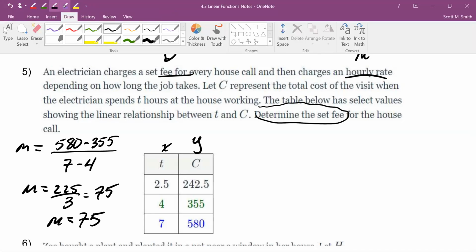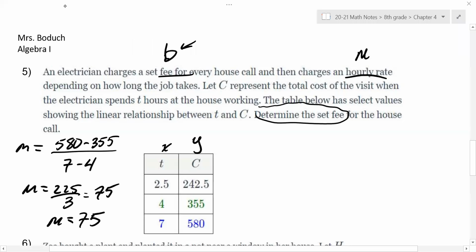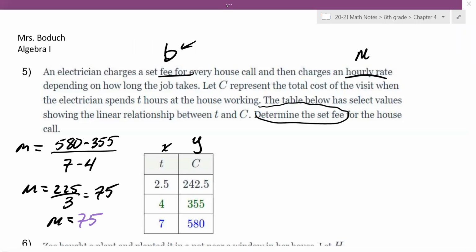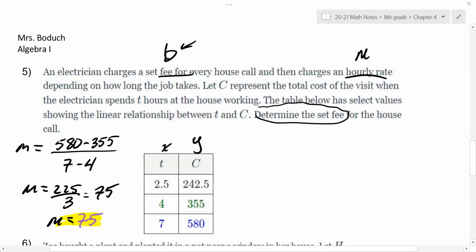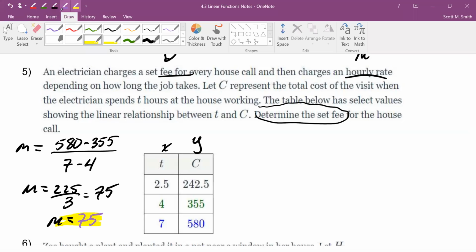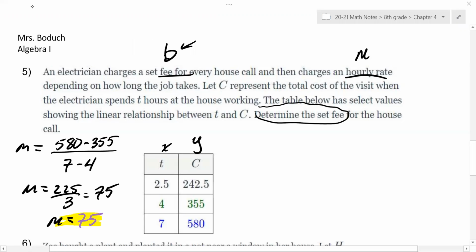So now I know how much he charges per hour. Now I need to find what the set fee is. So here's my slope. Let's do red. So I'm looking for y equals 75x plus b.